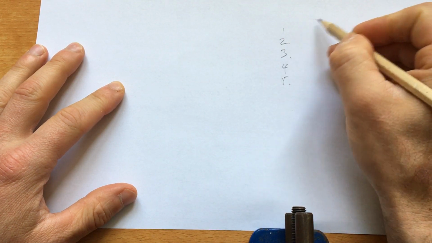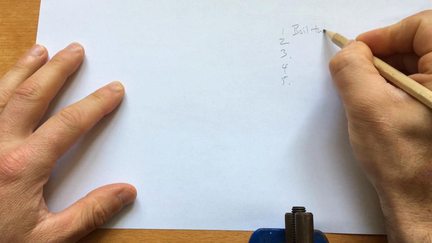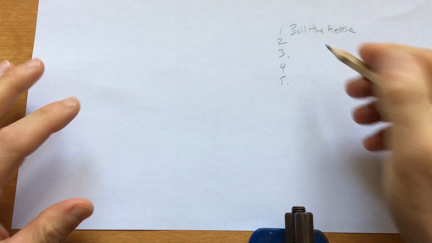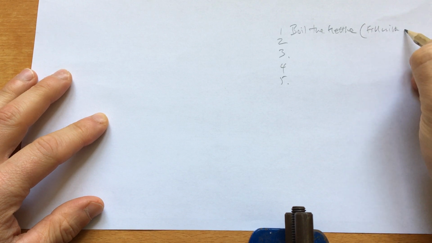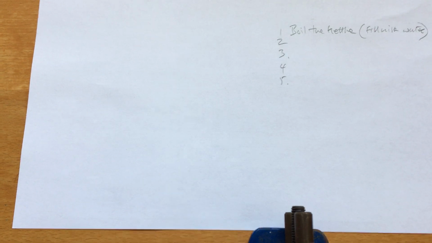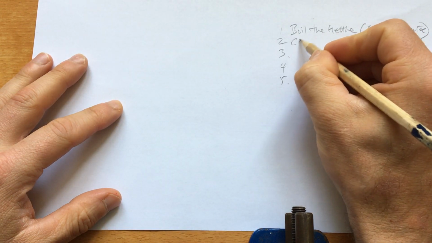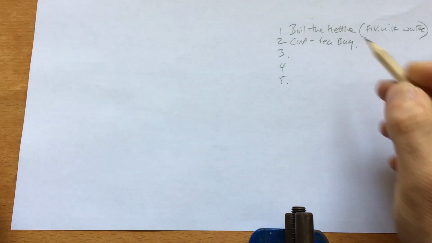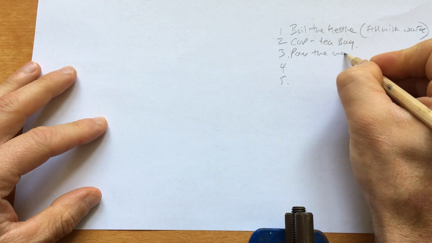So the first thing I might need to do is boil the kettle. I'm going to write out the stages that I might want to use. Some of them I might have to combine. I've missed out filling with water, and also the plugging in and switching on of the kettle. The second thing I need to do is I need a cup and a tea bag in the cup. Once it's boiled, I'm going to pour the water in.